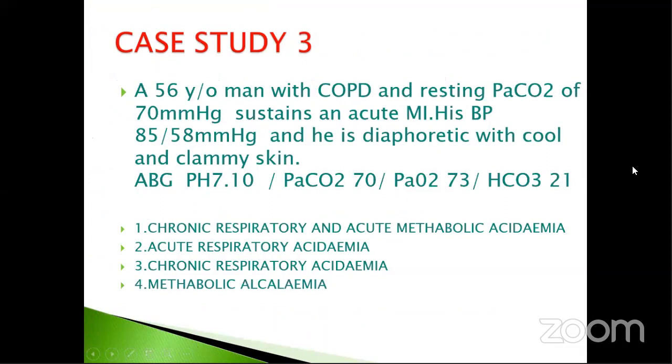Case number 3, a 56-year-old man with COPD and resting PaCO2 of 70 mm Hg sustains an acute myocardial infarction. His blood pressure is 85/58 mm Hg, and he is diaphoretic with cool and clammy skin. His ABG shows pH 7.1, PaCO2 70, PaO2 73, and bicarb of 21. So please, if you can give your answers.